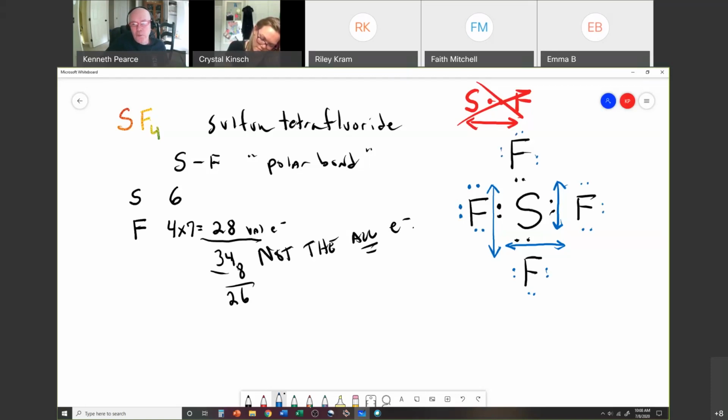Okay, and don't skip steps. If you do, bad things will happen. And so 6 times 4 is 24, so we go minus 24. Leaves me 2 extra. Okay, so far so good. I've got them all accounted for. 34 minus 8 is 26. 26 minus 24 is 2. I have 2 left over. Where are we going to put those 2? We'll put them as lone pairs. We can put them anywhere you want.